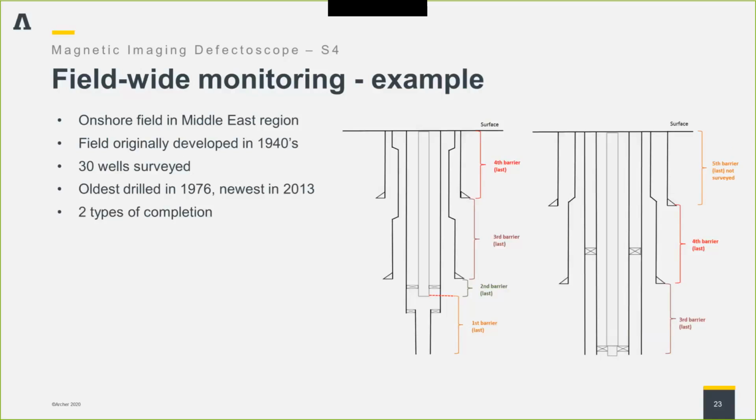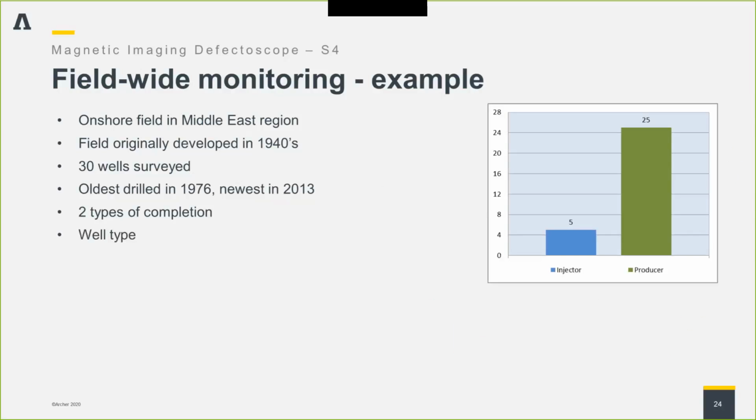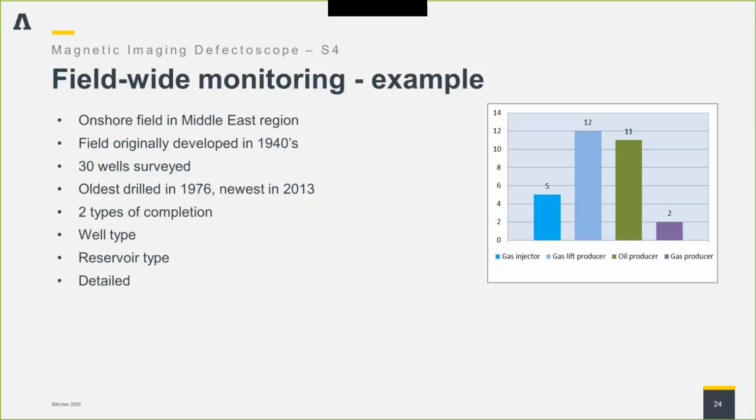In this field, there are two types of completion, some of them with 4 barriers, some with 5, and very different arrangements of casings, liners, etc. There are also 2 different well types. Some are injectors, some are producers. The reservoir types completed are gas and oil, and there are a mixture of gas injectors, gas lift producers, oil producers, and gas producers. So there are a variety of slightly different well types.